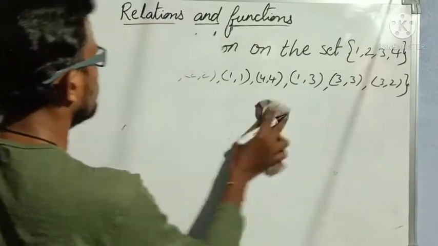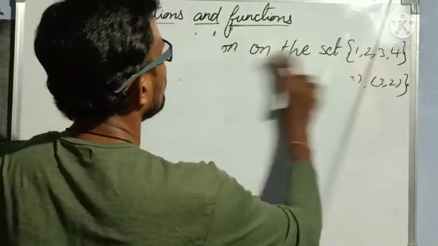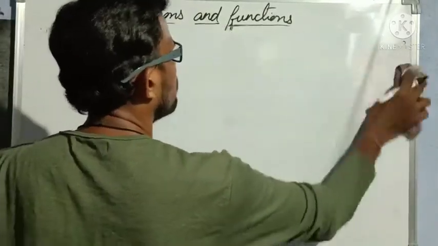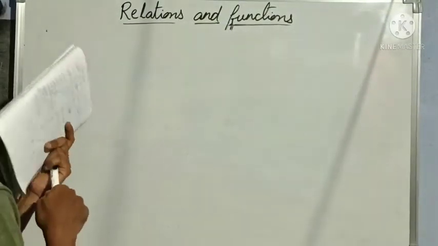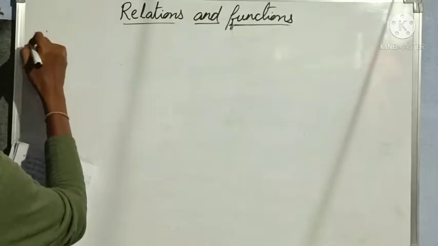So, second question. What is the second question in this? Types of relations, second practice problem.